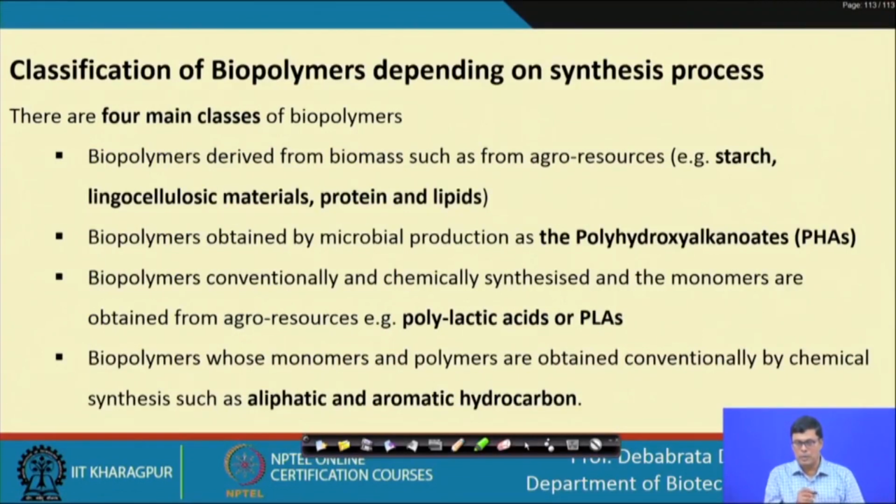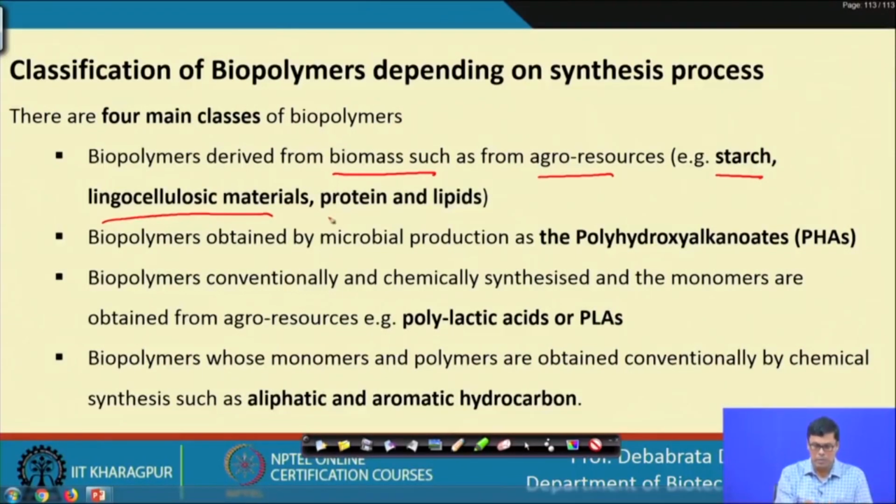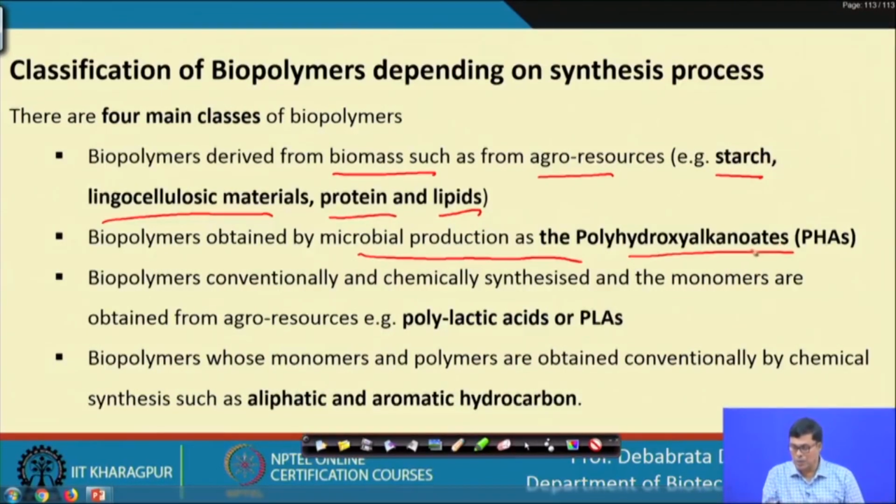Now what is the classification of these biopolymers? Biopolymers derived from biomass, such as agro residue. Examples are starch, lignocellulosic material, protein and lipid. I told you before also. And biopolymers obtained from microbial production are the polyhydroxyalkanoates, abbreviated as PHA. We have been working with an organism called Enterobacter cloacae for a long period of time for the production of hydrogen. This organism also produces this kind of polyhydroxyalkanoate, because it is a growth associated product. The more cell mass you have, the more polymer production there is.